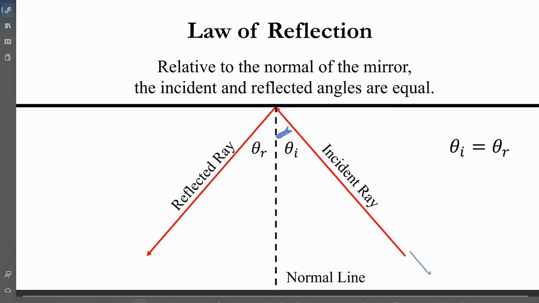Right, so we have our incident ray coming in from over here. The incident angle to the normal line. Right, the normal line just means it is perpendicular to the mirror or whatever you're reflecting on. But we know that the incident angle equals the reflected angle, and that's just a property of all this light.